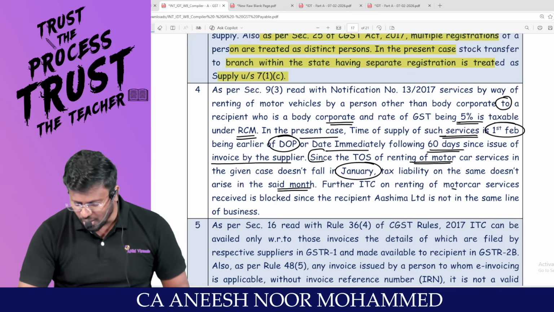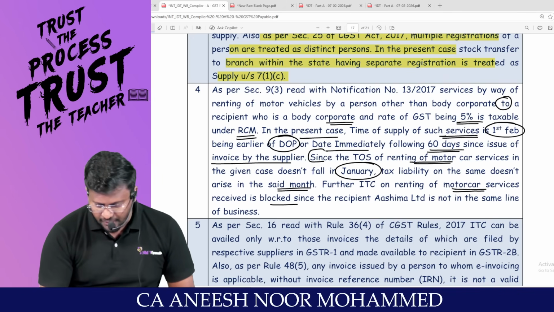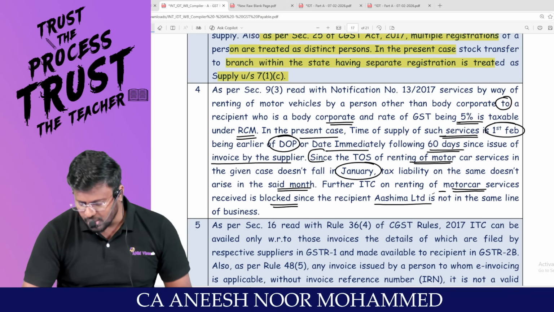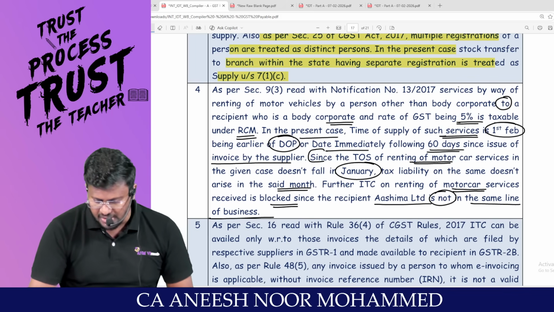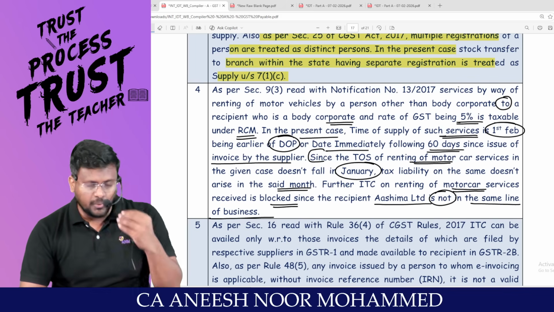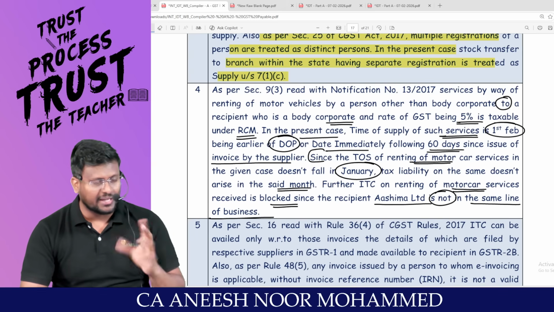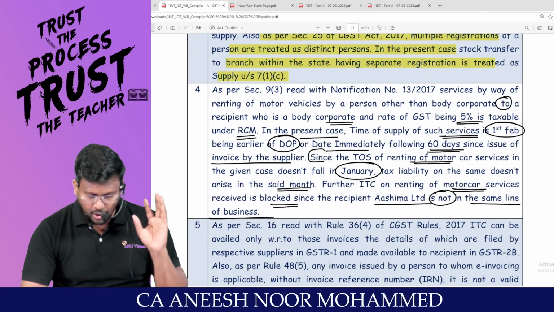Further, ITC on renting of motor car service received is blocked since the recipient, Ashima Limited, is not in the same line of business. So next month, even though you paid this amount from your pocket, that cannot be taken as ITC because it's a blocked credit.